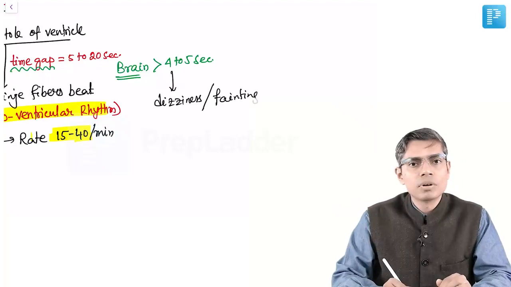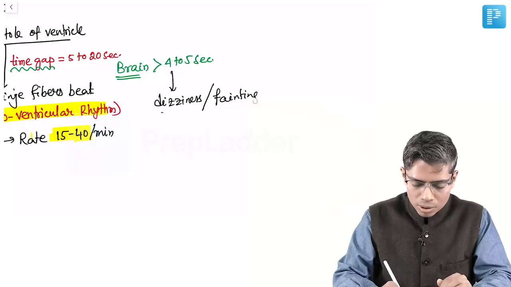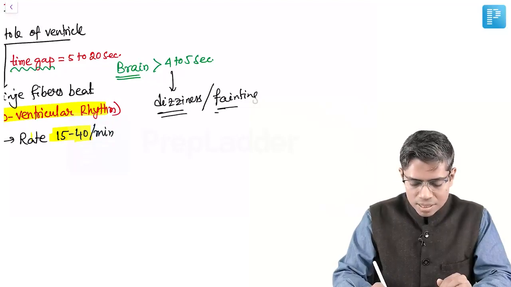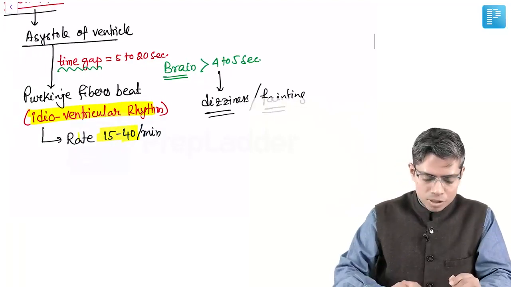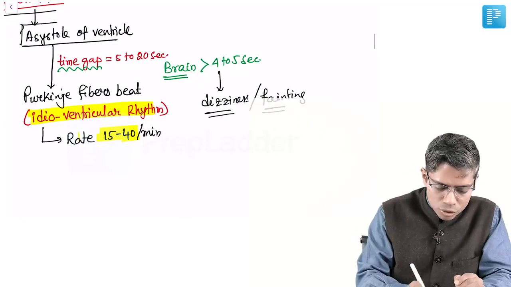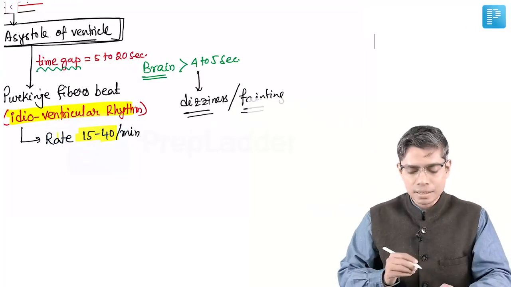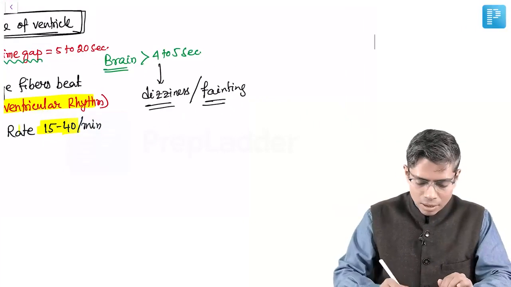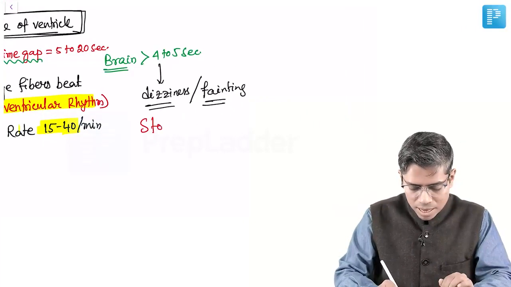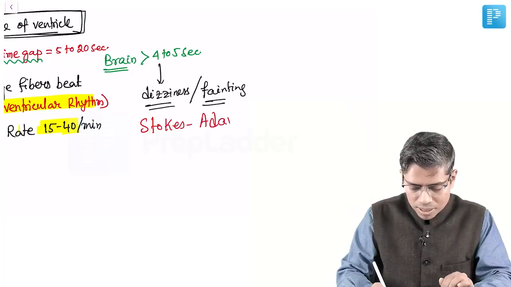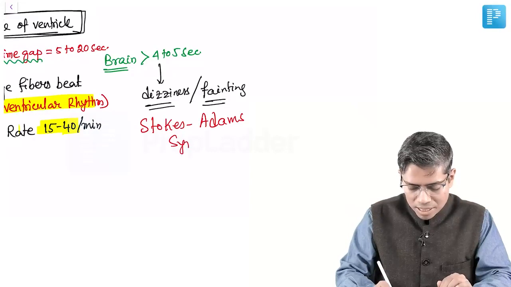And the person may fall on the ground also. All these symptoms, this dizziness, fainting, which is occurring due to this asystole of the ventricle, is under the heading of Stokes-Adams syndrome. So this is known as Stokes-Adams syndrome. Getting my point?